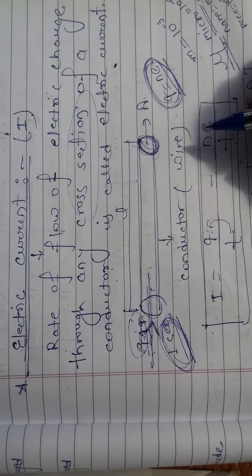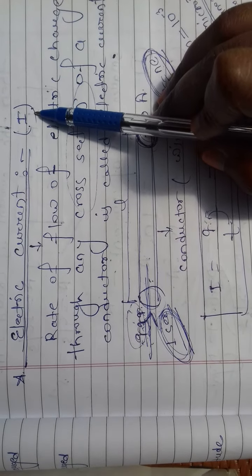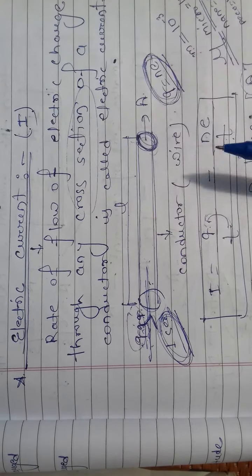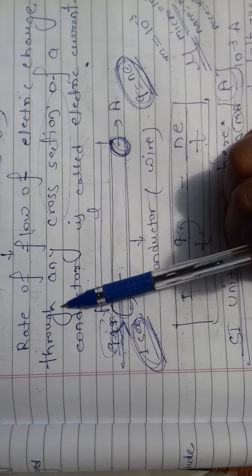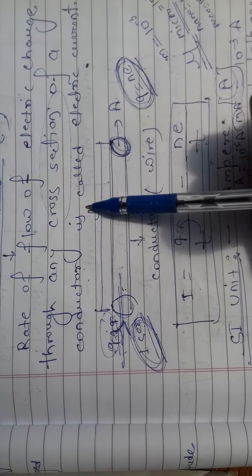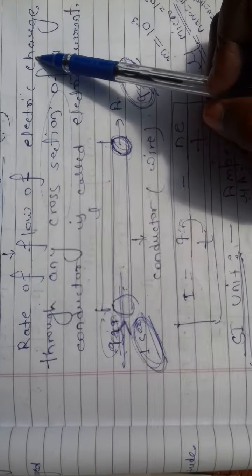Okay, so guys, our new topic is electric current. Electric current is always denoted by capital I. Now see the definition of electric current. The rate of flow of electric charge through any cross section of a conductor is called electric current. Rate of flow of electric charge.